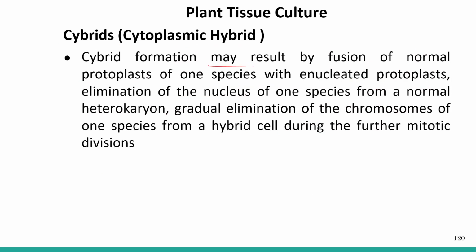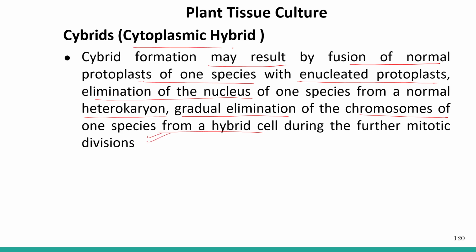Cybrid formation may result by the fusion of normal protoplast of one species with enucleated protoplast, elimination of the nucleus of one species from the normal heterokaryon, or gradual elimination of the chromosomes of one species from a hybrid cell during further mitotic division. So this is very, very important, the formation of the cytoplasmic hybrid. Actually, it is a hybrid of just the cytoplasm.